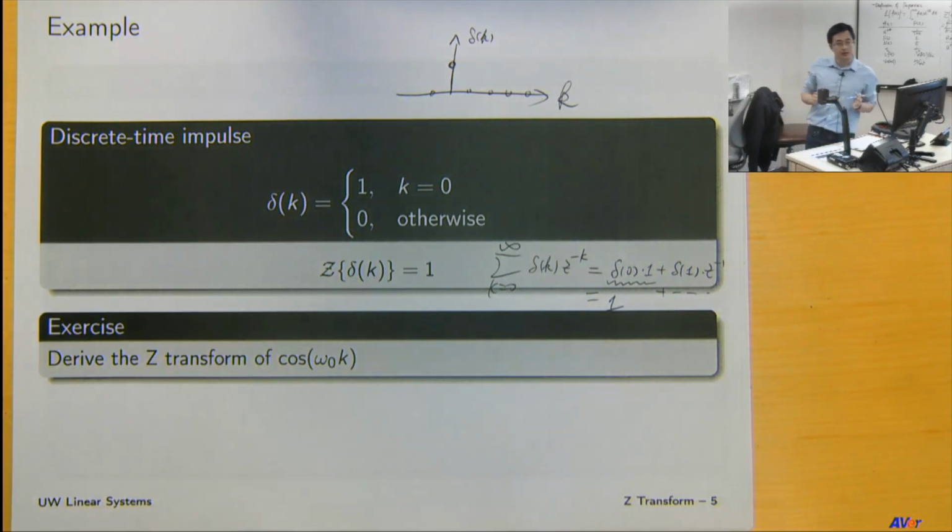So the definitions of these two impulse functions are different. However, the Laplace transform and z transform of them are the same. So an impulse gives you 1 in the transform domain.